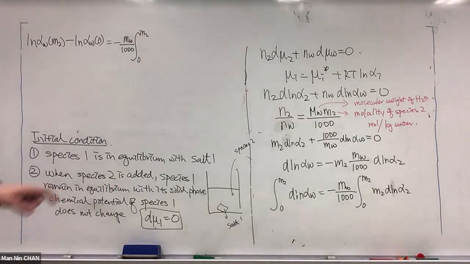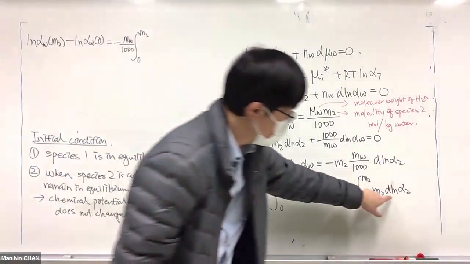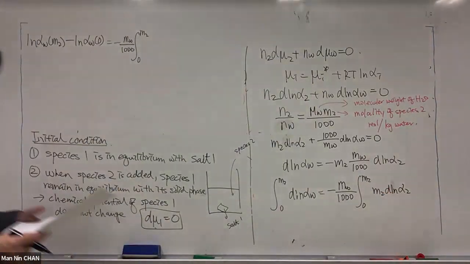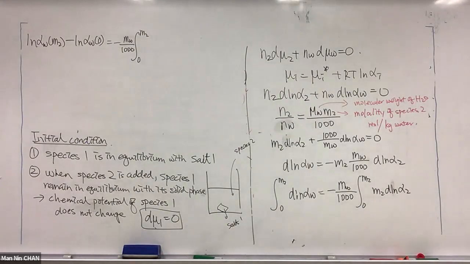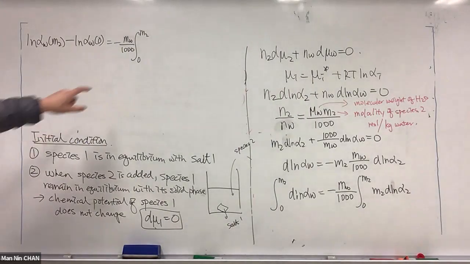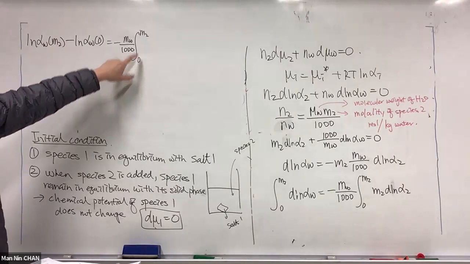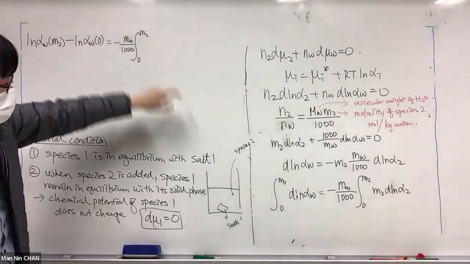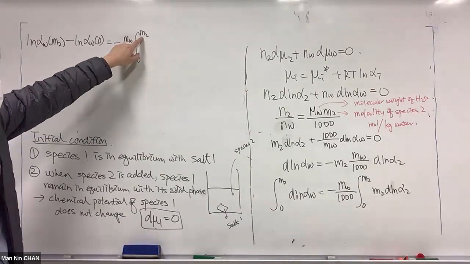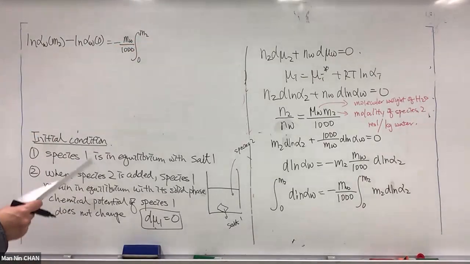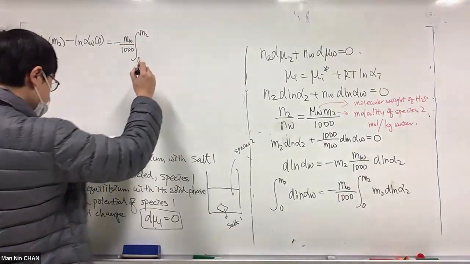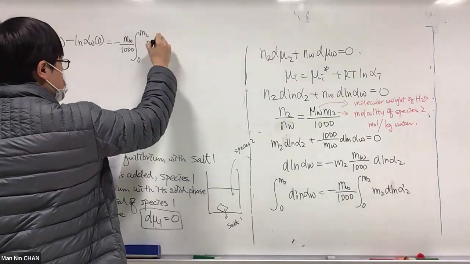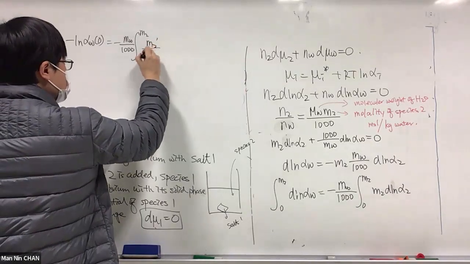If I look at this term, this is the natural log of activity 2. So I apply the chain rule, because I want to take the integration from 0 to a certain amount of molality of my species 2 here. So I can change this one using the chain rule.